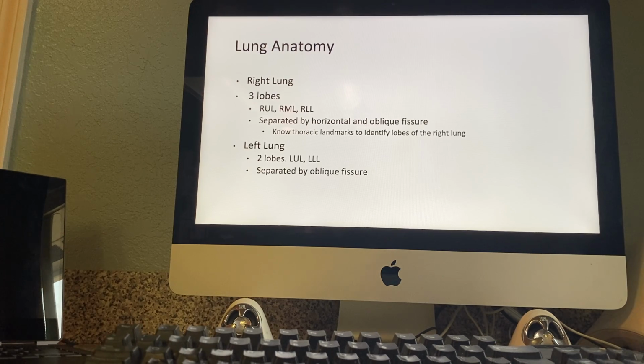So basic lung anatomy is the right lung has 3 lobes. It has the right upper lobe, right middle lobe, and right lower lobe. They are separated by the horizontal and oblique fissure. So the horizontal fissure separates the right upper from the right middle lobe, and the oblique fissure separates the right middle lobe from the right lower lobe. The left lung has 2 lobes, the left upper lobe and the left lower lobe, and they're separated only by an oblique fissure. So we want to know what thoracic landmarks we're going to use to identify what lobes of the lungs.